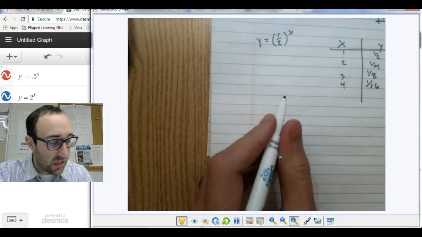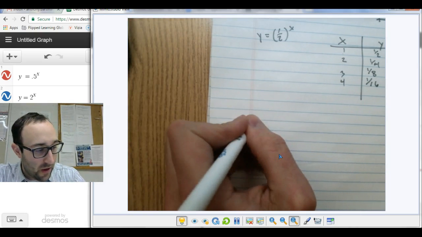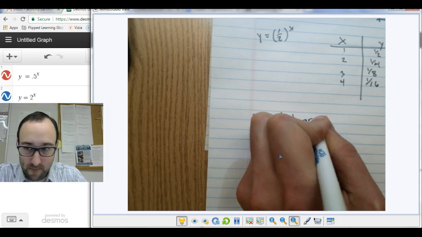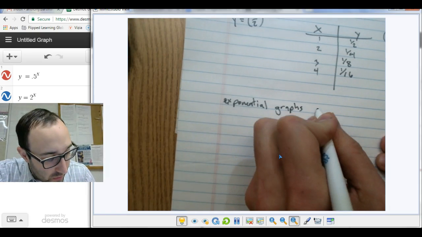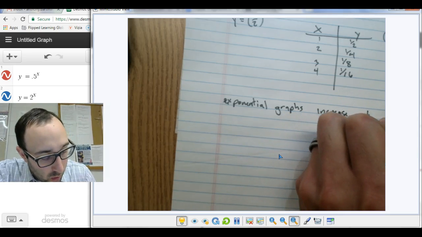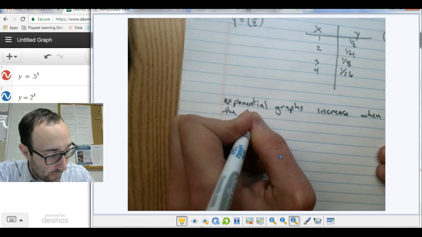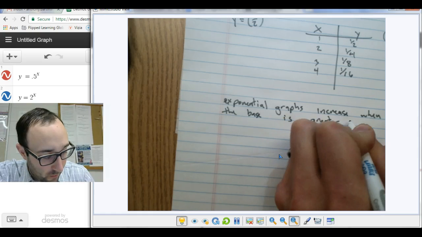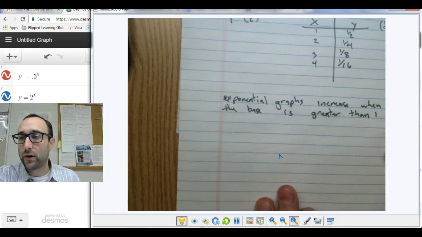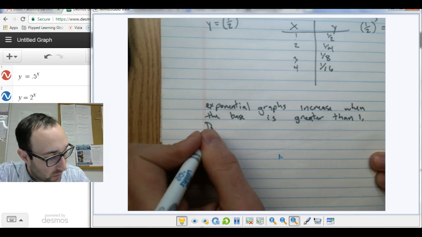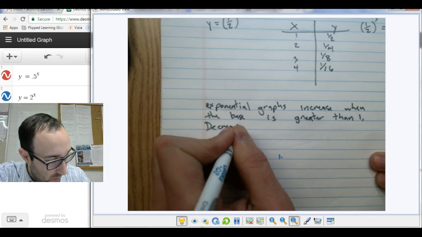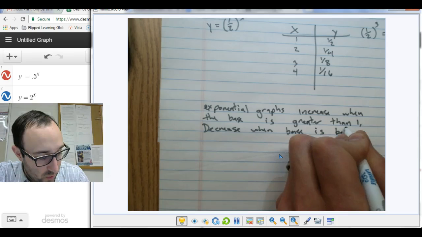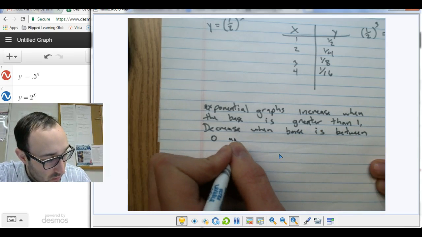Okay, so the thing that you really need to know for exponential graphs is that they increase when the base is greater than 1, and decrease when the base is between 0 and 1.